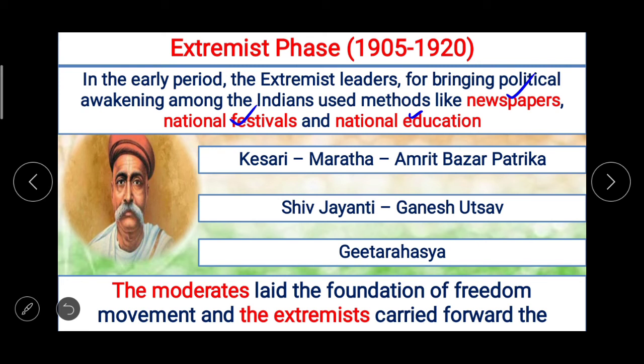So एक दूसरा रास्ता उन्होंने निकाला था. रिलीजियस रीजन्स के लिए अगर लोग इकट्ठा होते हैं तो गवर्नमेंट उन्हें बैन नहीं कर सकती थी.